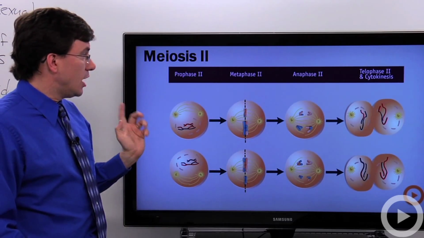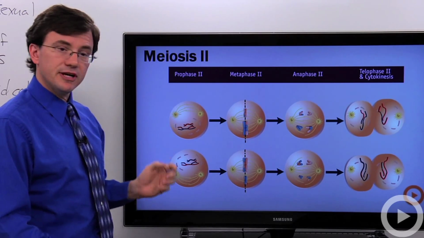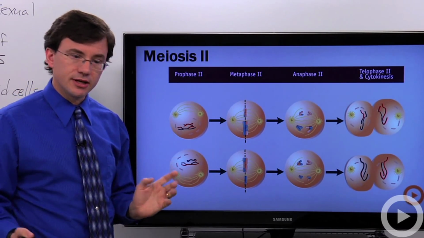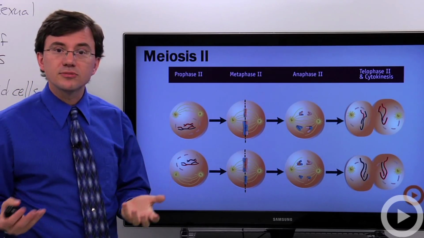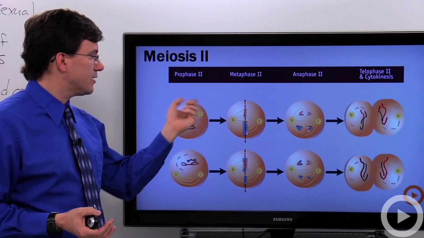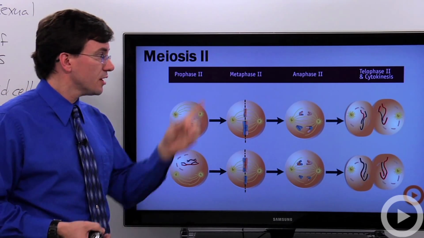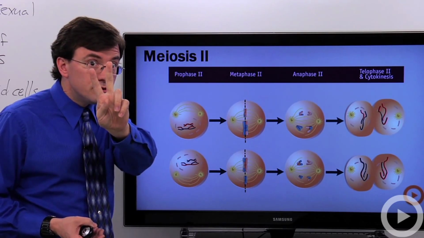So meiosis 2 looks a lot like mitosis. And so we'll have prophase 2, nuclear envelope breaks down again. We tighten up any of the chromosomes that have been loosened up into the chromatin form during meiotic interphase, and our spindle fibers start to form and attach themselves to our chromosomes.